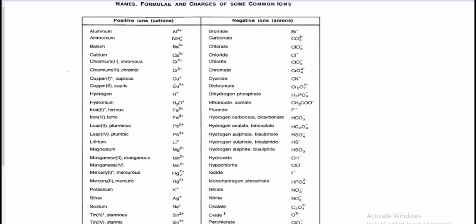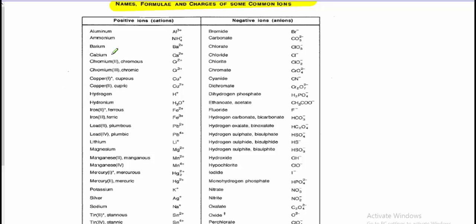So you do need to be familiar with this chart that you have in your data pages. It's called Names, Formula, and Charges of Some Common Ions. And there's a couple of things that I'm going to point out to you on this chart. First of all, the polyatomic ions that you need to know in Chemistry 11 are listed here. However, being able to find them quickly is going to be helped if you highlight them right on your chart or put a little star beside them to indicate which ones are polyatomic.